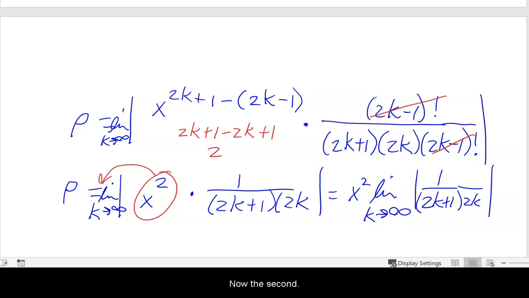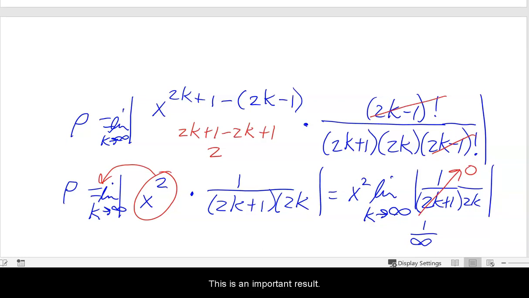Now, the second part of this, the limit is definitely going to go to 0, since this becomes a quadratic if you multiply it out, but the top is a constant. As k goes to infinity, the quadratic goes to infinity, but 1 stays at 1. That gives us the form of 1 over infinity, which tells us that it must be going to 0.